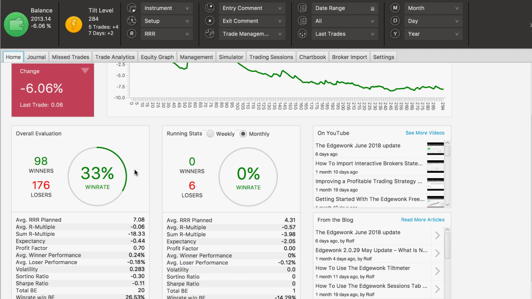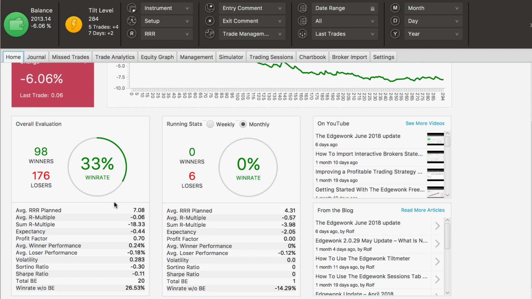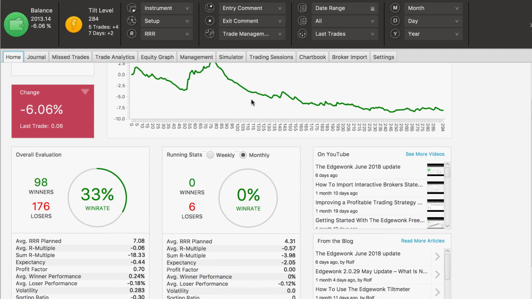When we look here at the overall evaluation, we can see he has a win rate of 33%, which is not ideal. It's not too low though, especially when we look at his average reward to risk ratio plan, which would be a 7.08. So if he could realize a reward to risk ratio of 7, then even a win rate of 33% is not a problem, and it could be traded profitably easily. But there must be a problem somewhere else if the account is going down.